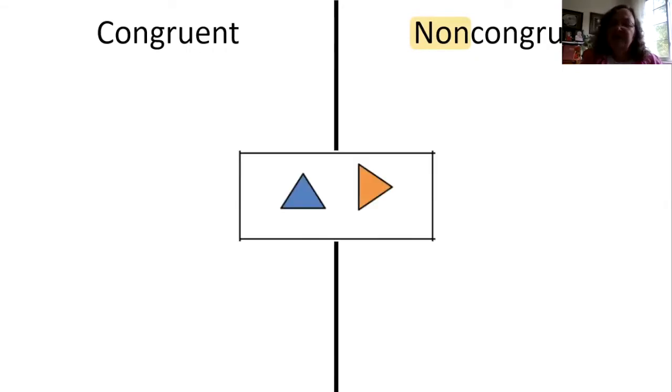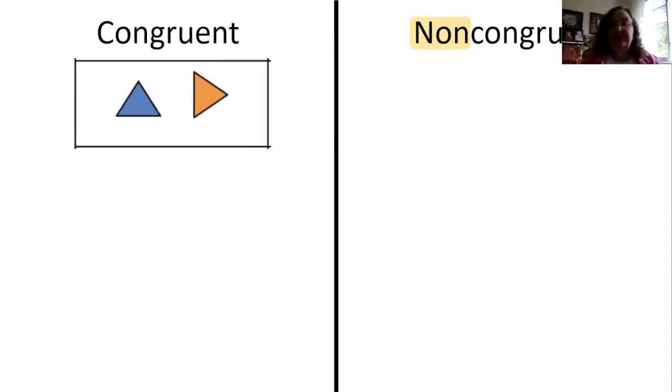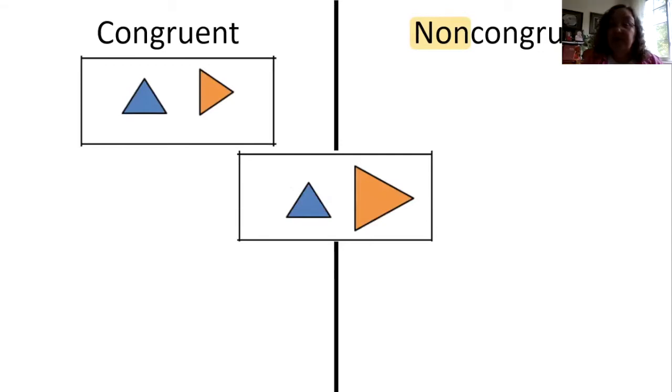So look at these two pictures or figures. One is a triangle. Well, they're both triangles, aren't they? One is blue and one is orange. I'm going to say that those are congruent. Let's look at the next figures. Oh, we still have two triangles, and one is still blue and one is orange. But this time I'm going to say that they are non-congruent.